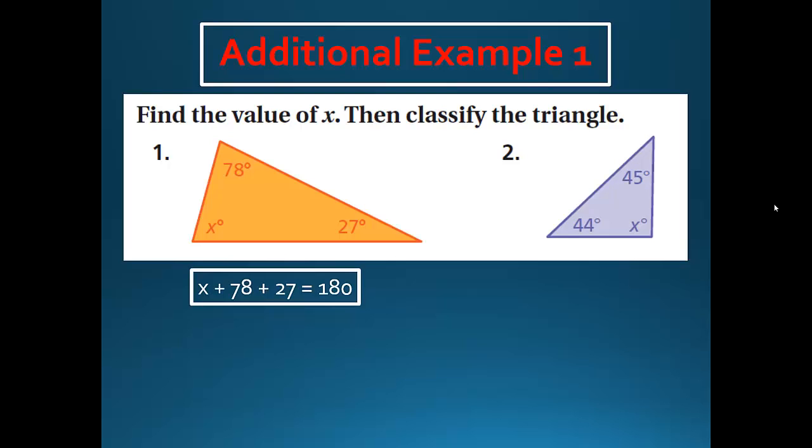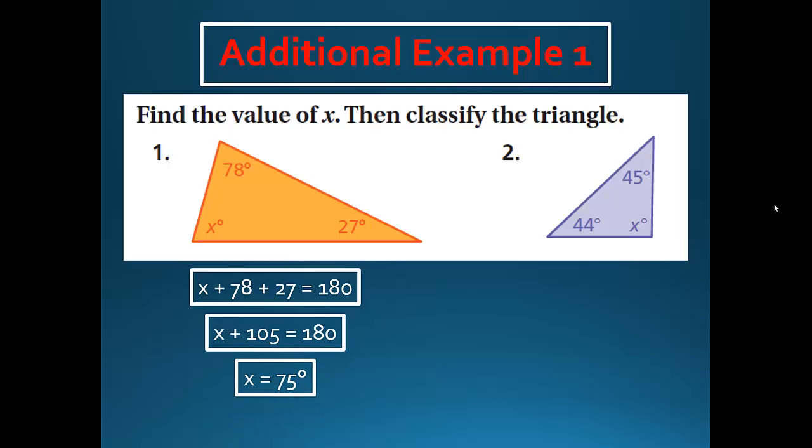Now we can add 78 plus 27 and we'll get 105. So x plus 105 equals 180. Now we'll subtract 105 from each side. So x equals 75 degrees. This would be an acute triangle because all 3 of our angle measures are under 90 degrees. They're less than 90 degrees.